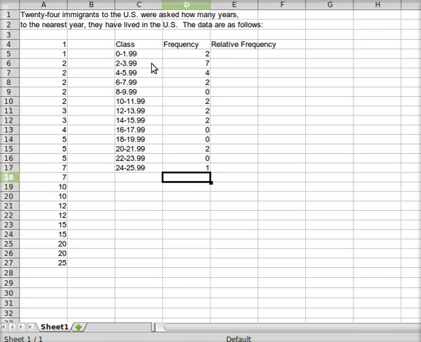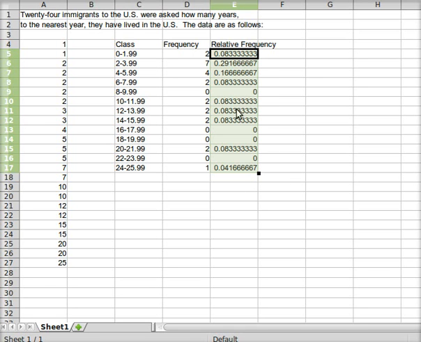Okay, so we just went through and counted up how many of these data points were in each one of those ranges to get the frequency. And then to get the relative frequency, we know that we have 24 data points, so we would just divide 2 by 24, and that's what we would get. And then we would just do that for each of these data points right there. And so those are the relative frequencies that we would end up with.